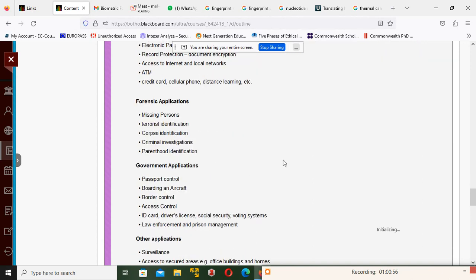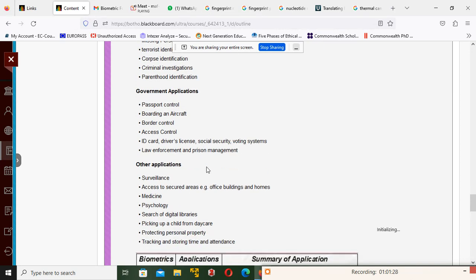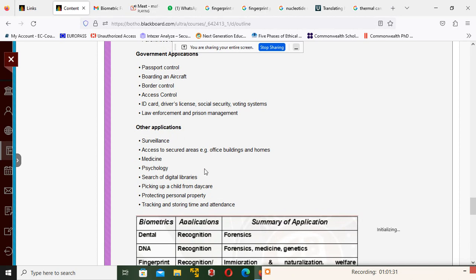I think this one you guys can read and understand. There is no hassle in it. If you have any difficulty in this, you can let me know and I will explain. In terms of the application, we have the forensic application, which is used to resolve missing persons, terrorist identification, criminal investigation, and parenthood, determining maternity and paternity. For the government application, passport control, boarding controls, access controls, identification in terms of driving license, social security, and e-voting systems. The biometric are very essential in those areas.